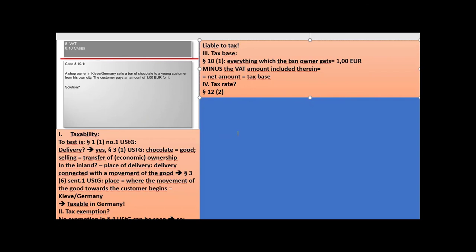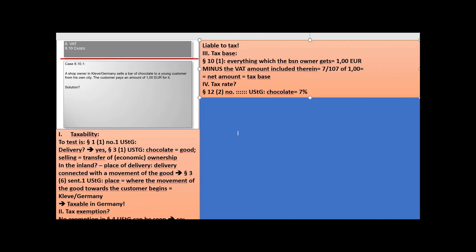I don't know the number by heart now. Number should be filled in here. USDG. I believe it's 12 number 30 or 31. Don't know for sure. Chocolate has a rate of 7%. So that means for us that 7 out of 107 of €1 is indeed what we need.